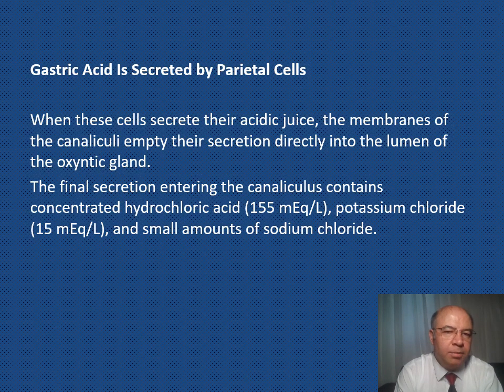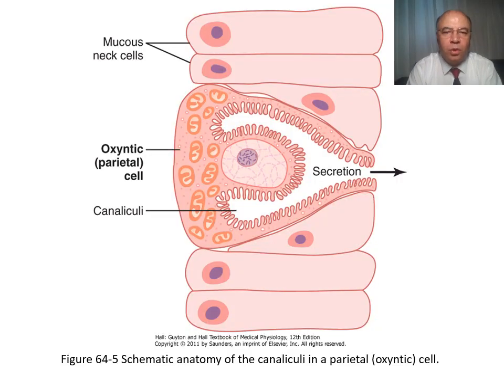Gastric acid is secreted by parietal cells. When these cells secrete their acidic juice, the membranes of the canaliculi empty their secretion directly into the lumen of the oxyntic gland. The final secretion, entering the canaliculus, contains concentrated hydrochloric acid, potassium chloride, and small amounts of sodium chloride. So you see here an oxyntic cell. So the secretion is first into the canal inside and then to the lumen.